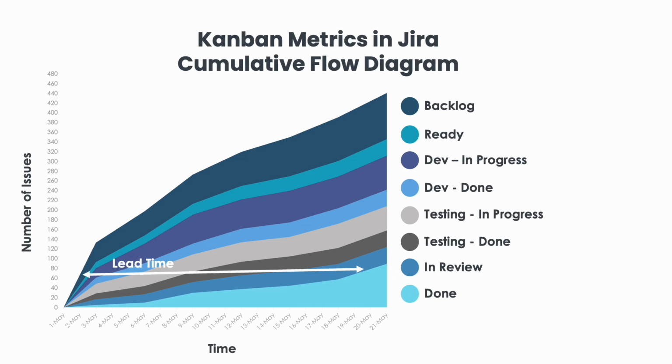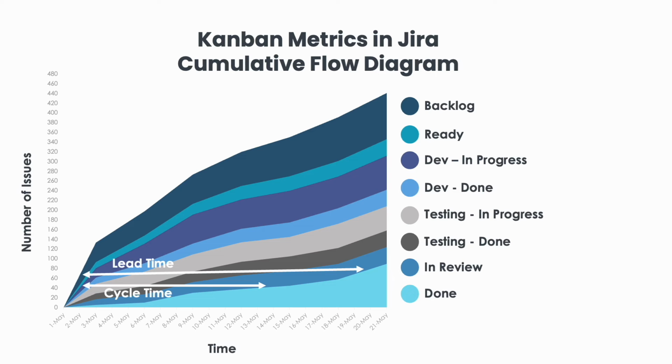If we draw another line, but this time starting with development in progress until the done column, this will represent our cycle time. In this example, our cycle time is 14 days. This means that a request stays in our backlog for about 6 days before it starts to be worked on.